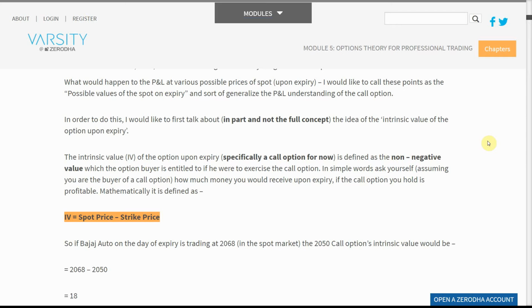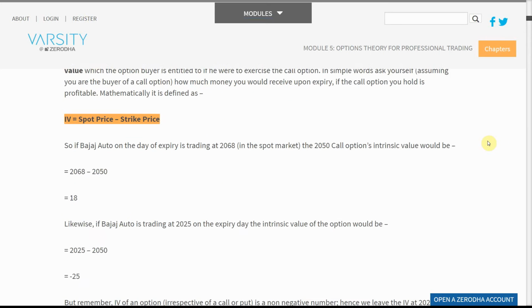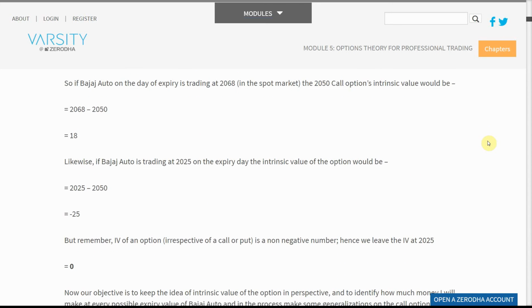In simple words, ask yourself, assuming you are the buyer of a call option, how much money you would receive upon expiry if the call option you hold is profitable. Mathematically, it is defined as IV equals spot price minus strike price. So if Bajaj Auto on the day of expiry is trading at 2068 in the spot market, the 2050 call option's intrinsic value would be equal to 2068 minus 2050 equals 18.